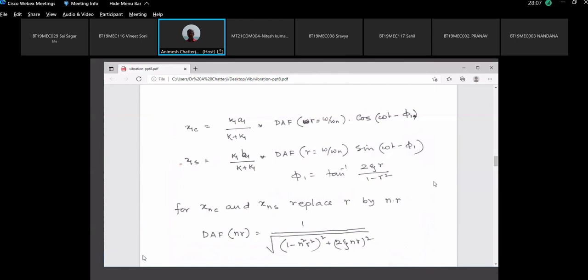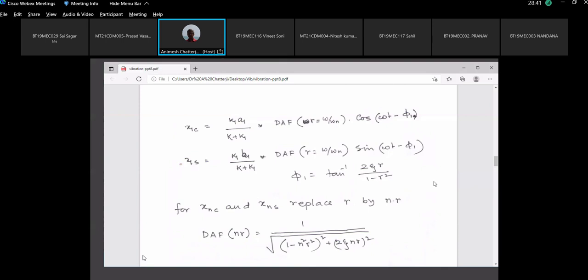Sir, in the DAF formula we have n square r square in the denominator. Sir, that is the correct answer. Okay, you are correct. We will continue as long as DAF is significant. We know DAF is significant up to √2. Beyond √2, क्या होता है? DAF 1 के नीचे चला जाता है.